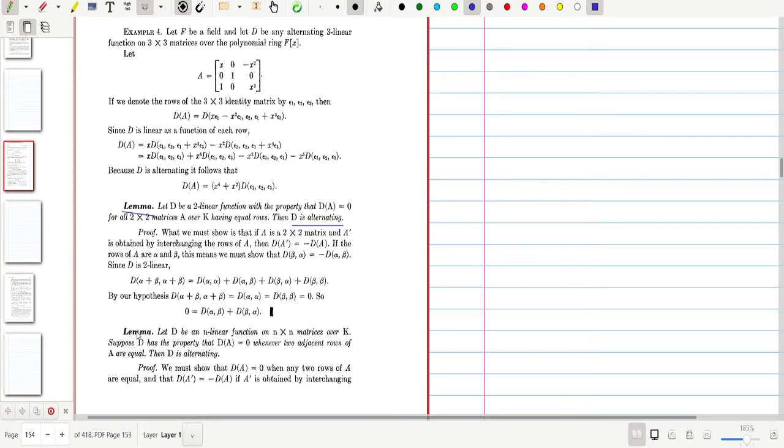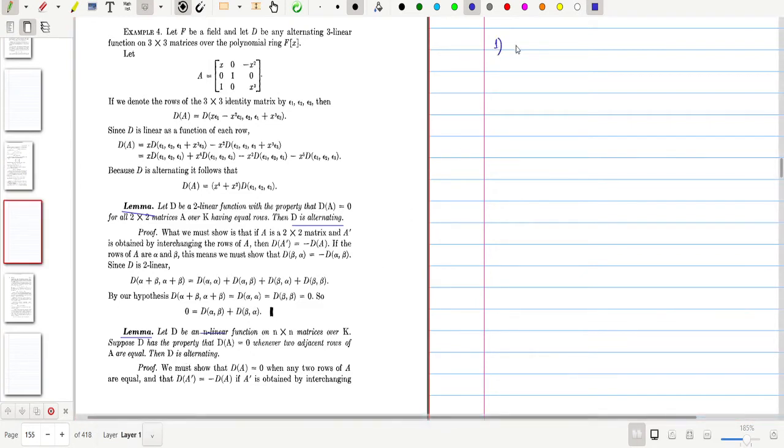So today we discuss the next lemma. This lemma deals with the general case, a sufficient condition for an n-linear function to be alternating. We start with an n-linear function D on n by n matrices over K. Suppose D has the property that D(A) equals 0 whenever two adjacent rows are equal. It is enough to check that D(A) equals 0 for any matrix with equal adjacent rows. Then D will satisfy the conditions for an alternating function.